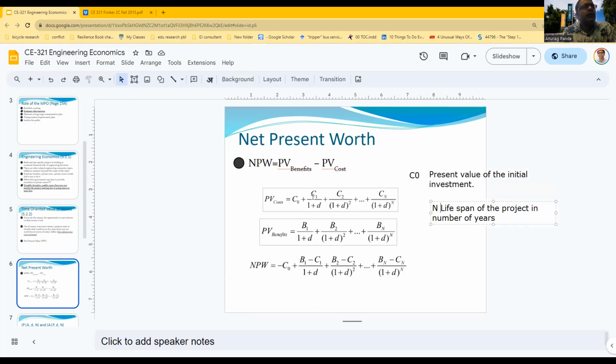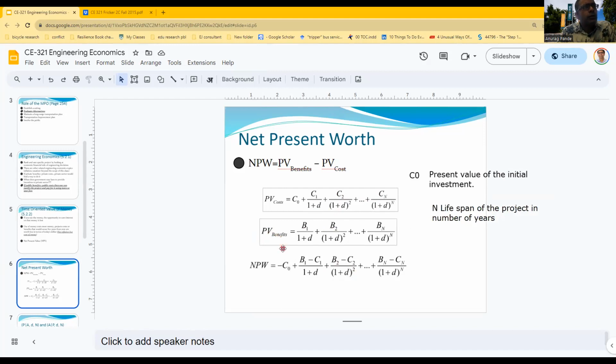So C1 is the cost that you're going to have to bear after year one to maintain and operate the project, or the piece of equipment or infrastructure. Maybe if this is a bridge, maybe the cost of examining the bridge, repairing the bridge, all of that. At the end of year two, the cost will be C2. And then C3 in year three, C4, and then at the nth year, it's going to be Cn. And I'm going to talk about this D in a minute.